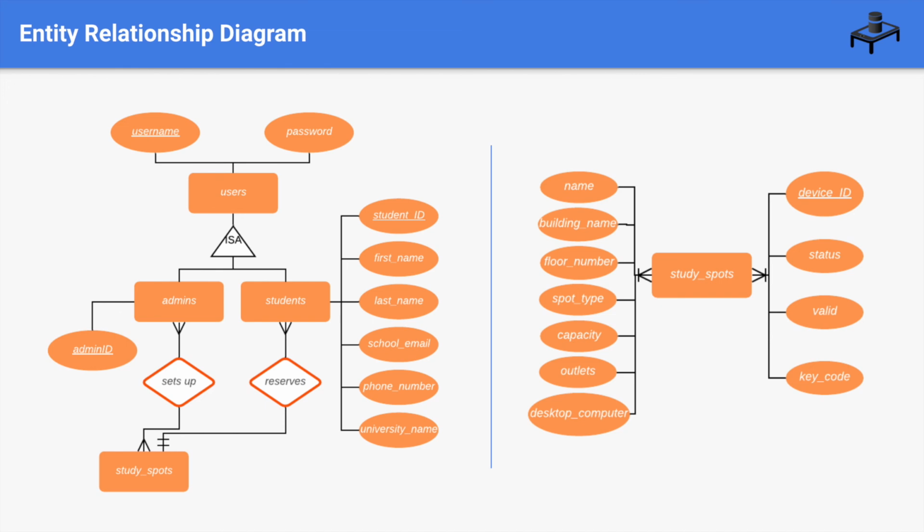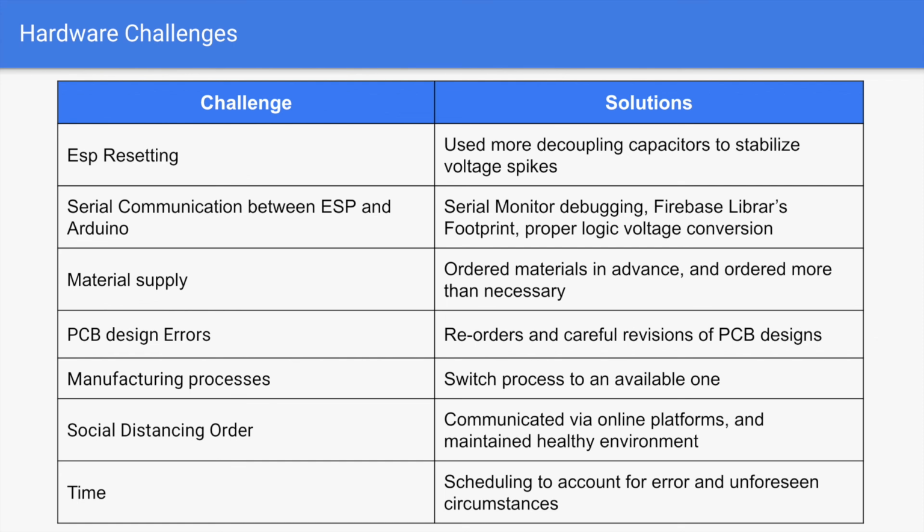Students will have their student ID, full name, school email, phone number, and university name as part of their profile. Now, for the study spots, one or many study spots can have properties such as the ones you see on the right. The device ID is the one that identifies each study spot in this case. Moving on to challenges. The following table shows the hardware challenges that we experienced during the course of this project, as well as the solutions that we devised to solve these problems.